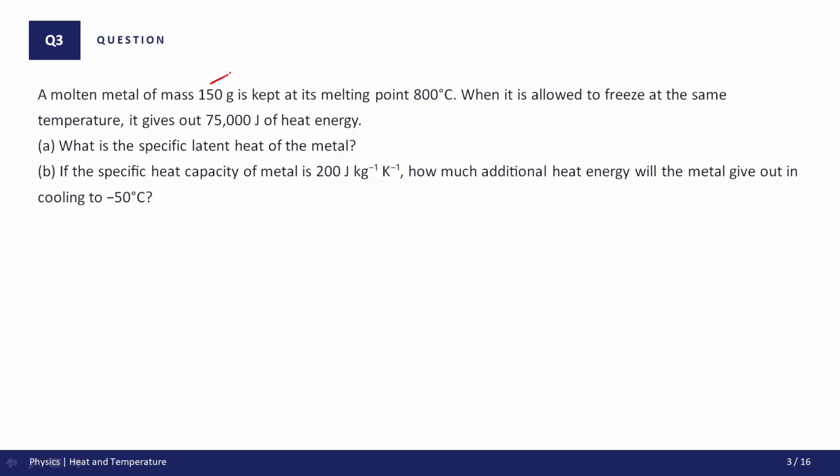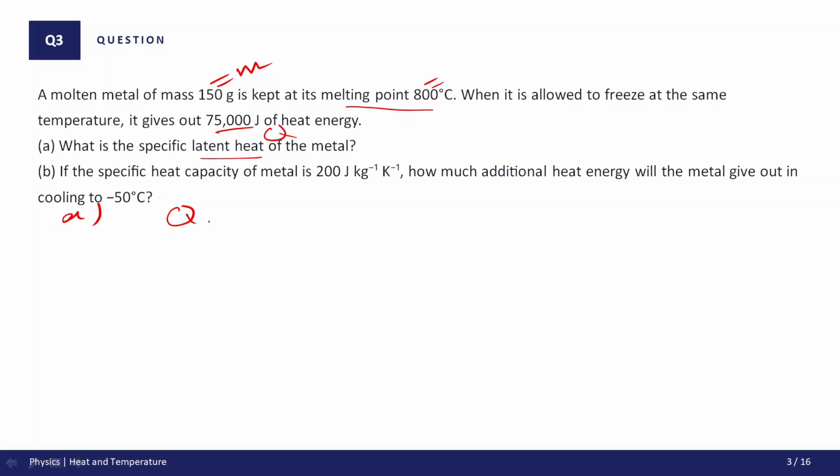This is the mass of the metal, melting point, and this is the energy given. I need to find the latent heat here. This is very simple to find. I will write here A.